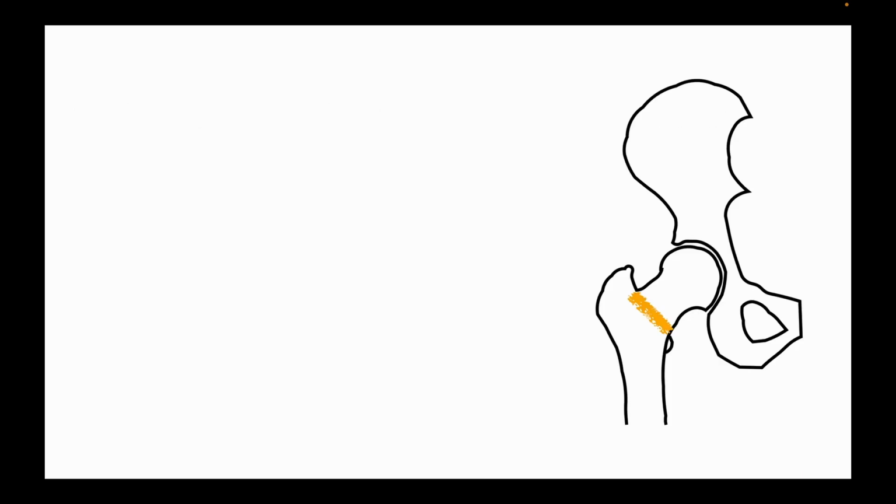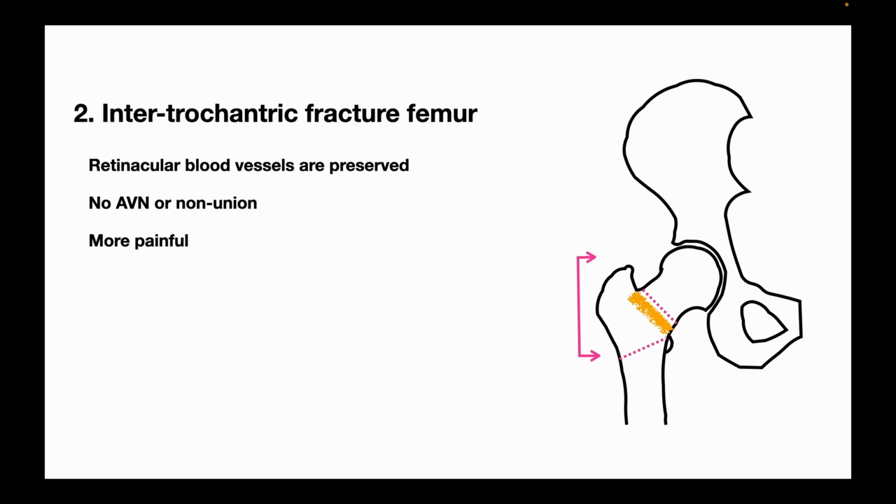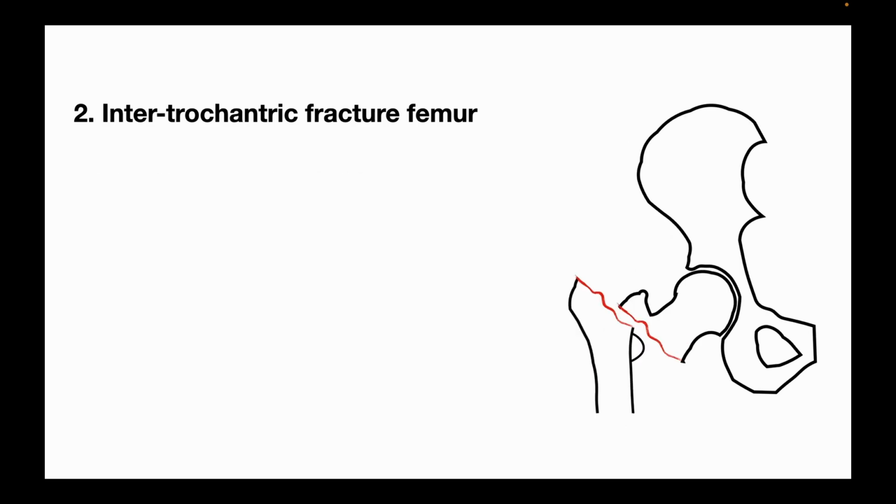The second type of proximal femur fracture is an intertrochanteric fracture or an extracapsular fracture. Here, the retinacular blood vessels are well preserved and there is no risk of avascular necrosis or non-union. However, it is a much more painful fracture compared to an intracapsular fracture. In elderly, once again, it is due to osteoporosis or a trivial fall. In young individuals, it's due to a high-velocity trauma.